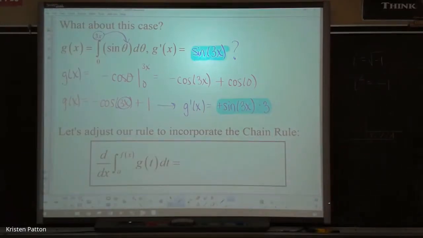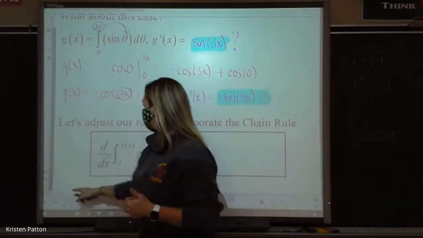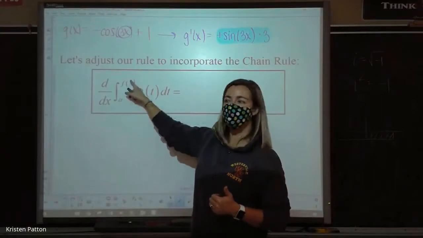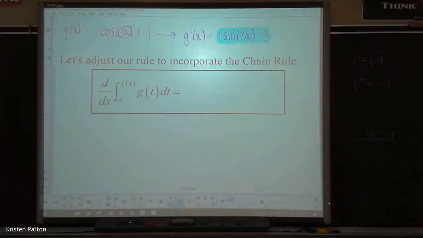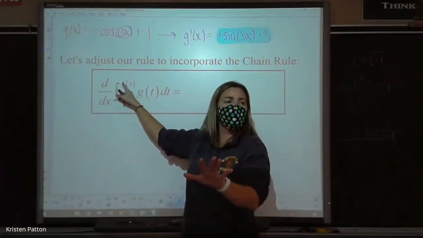That's okay. We just need to make a slight adjustment to our rule. The last time we wrote the rule, it said from a to x. But what if it's not an x up there? What if it's a 3x? What if it's a negative x? What if it's an e to the x? Writing it this way is now more complete. We're going to say it doesn't matter what's up there. It could be any function of x, even if it's as simple as 3x.